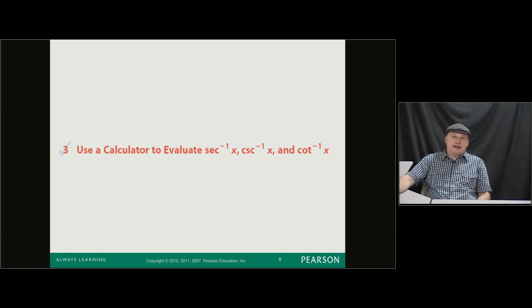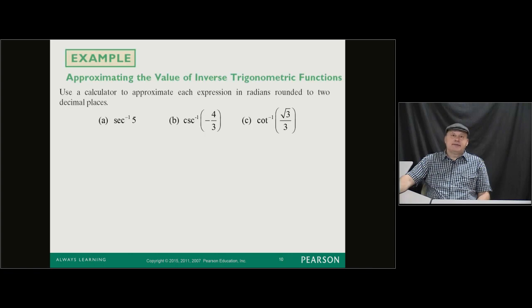Now, again, you might say, I still don't have a secant inverse button on my calculator. So how do I do that? Well, if you want to find a secant inverse, you need to invoke the cosine inverse. If you want to do a cosecant inverse, you're going to need to invoke a sine inverse. If you want to do a cotangent inverse, you're going to need to invoke a tangent inverse. It's quite simple, but let's begin with this example. We want to do a secant inverse of 5.